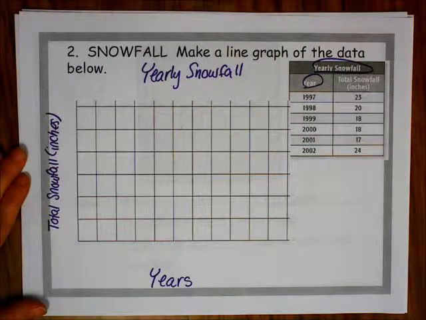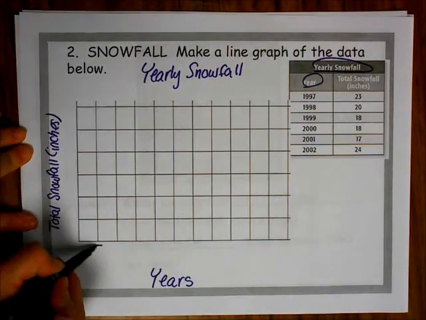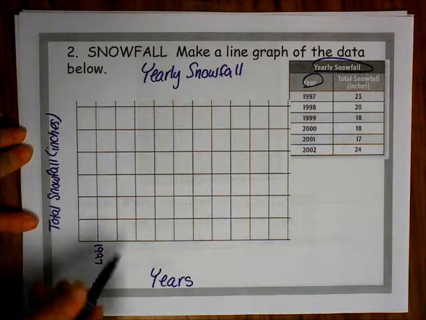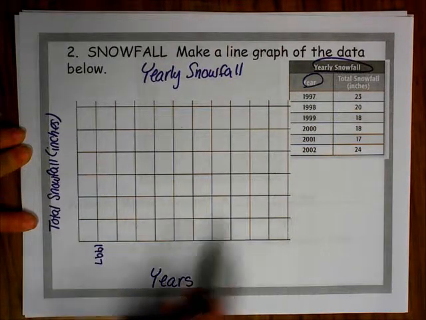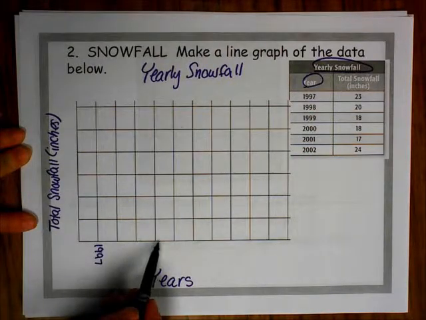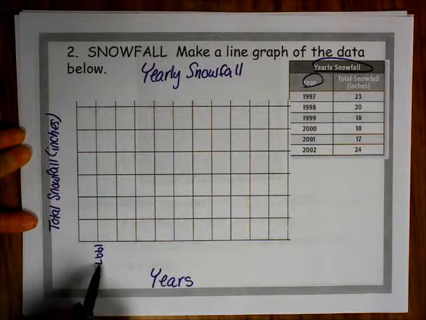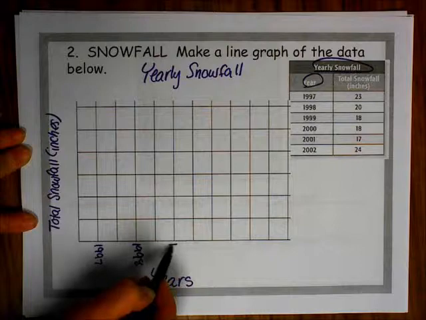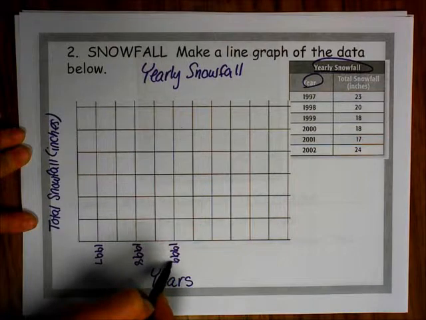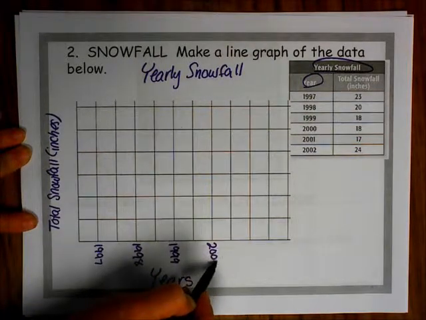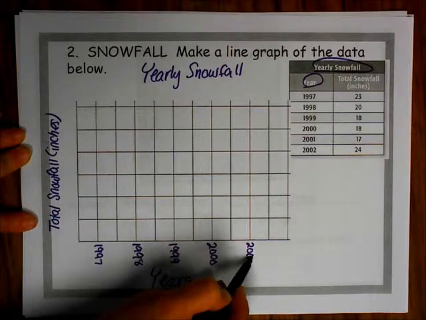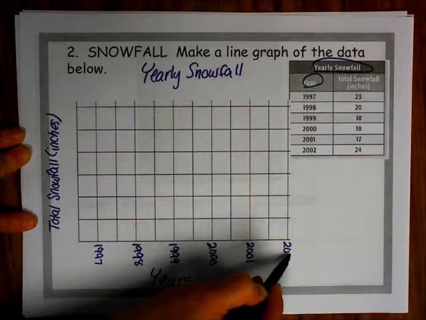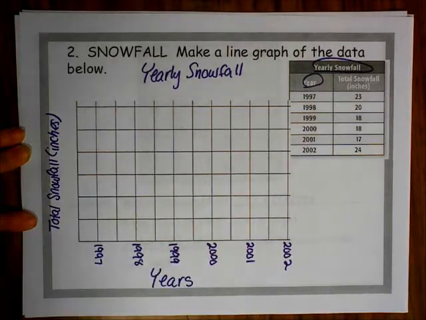Next, we need to label our years. So we're going to start with 1997. And I've already counted in advance, and I know that I can skip every other line. So I'm going to do 1997, then I'm going to skip and go to 1998, 1999, 2000, 2001, and 2002.